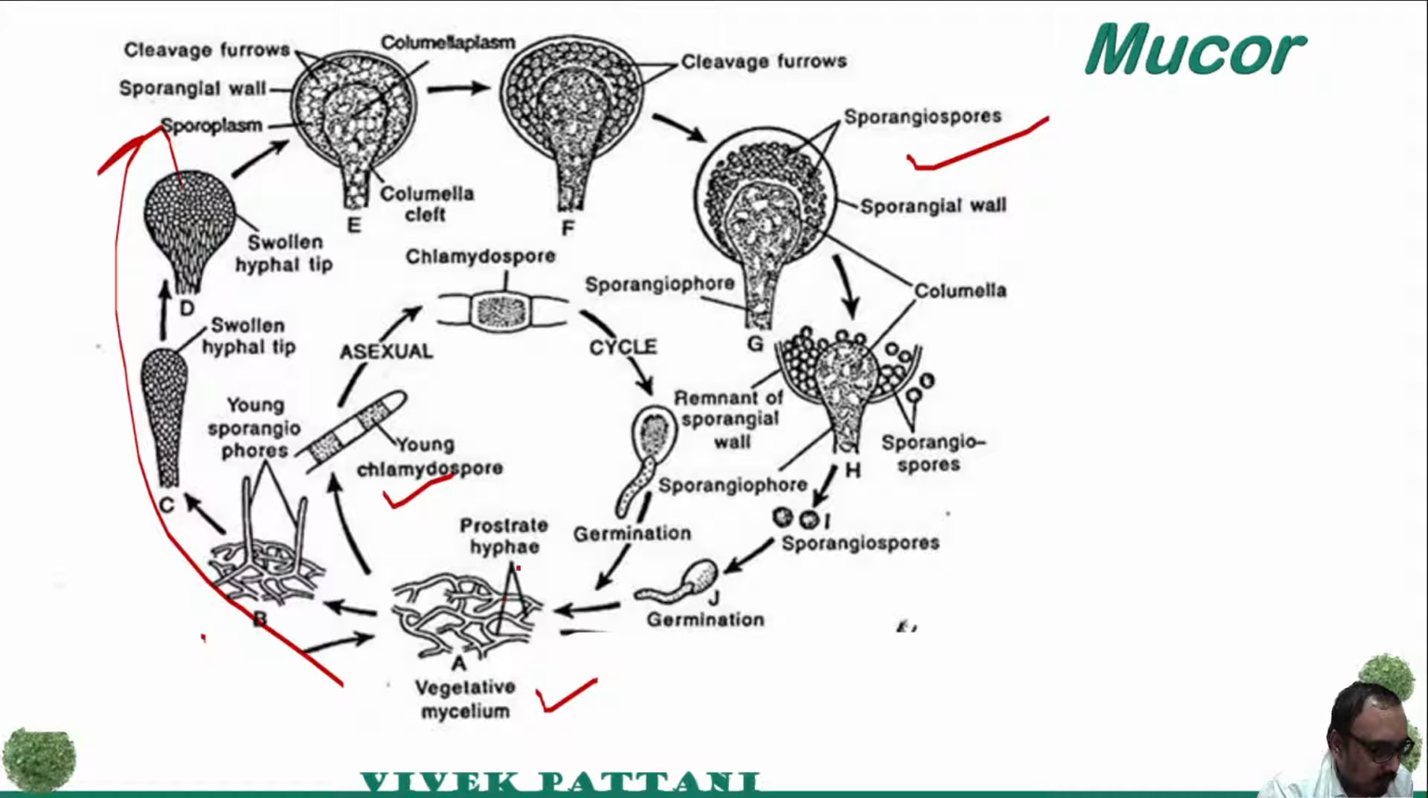Vegetative mycelium, prostrate hyphae, young sporangiophores. A swollen hyphal tip develops and is further converted into a larger structure which contains a sporangium. After the development of the sporangiospores, after some time, the sacs burst out due to the spores, and the sporangiospores are set free. These sporangiospores can germinate again, and similarly chlamydospores are formed in the case of Mucor when nutrients are scarce.